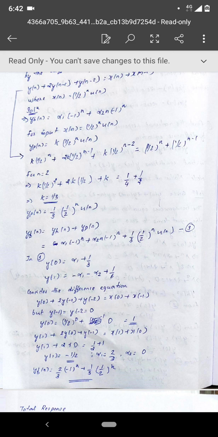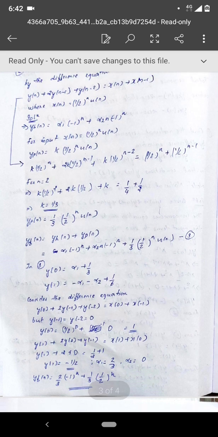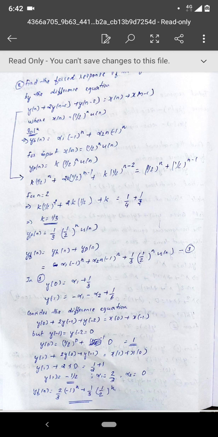Then you have to substitute that solution, that is the particular solution, in the actual difference equation. So the first term is y of n. Instead of y of n, you can have k half raised to n. You just omit u of n, because it is understood that we are finding the solution for values n greater than or equal to 0. And the next term is 2 multiplied by y of n minus 1. So instead of n, you can substitute n minus 1, that is it becomes 2k half raised to n minus 1. Likewise, the third term, that is k into half raised to n minus 2, equal to x of n. x of n is half raised to n, and the second term is x of n minus 1, that is half raised to n minus 1.